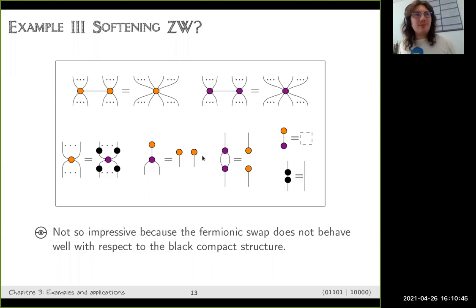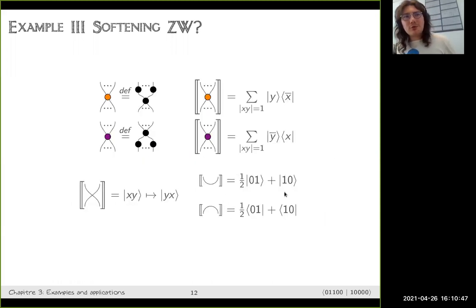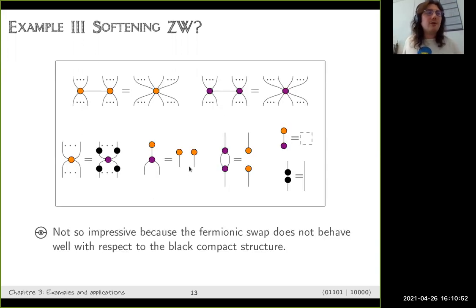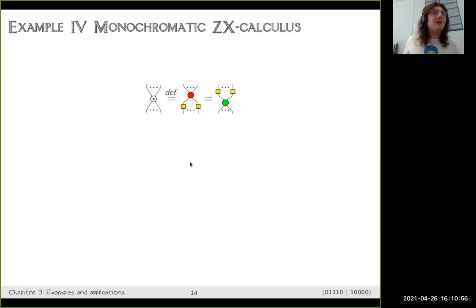And it's also interesting because this idea of changing the compact structure paves the way to my last example, which I already presented maybe two or three years ago in Grenoble, I think. It is what happens if you take the ZX-calculus and then you perform this. You add a Hadamard gate on the top of the green and you add a Hadamard gate at the bottom of the red, and those two happen to be the same. And this is what I will define as my new monochromatic spider.